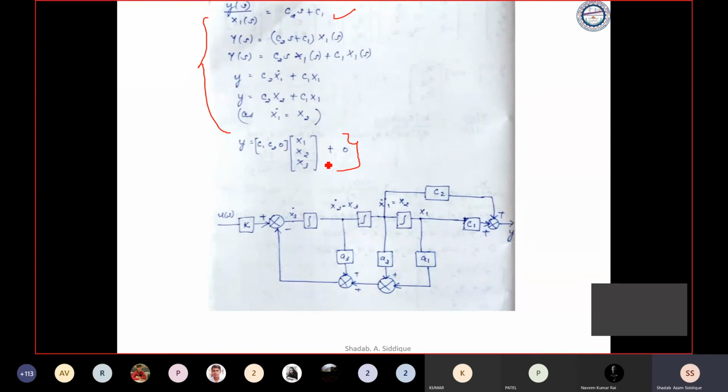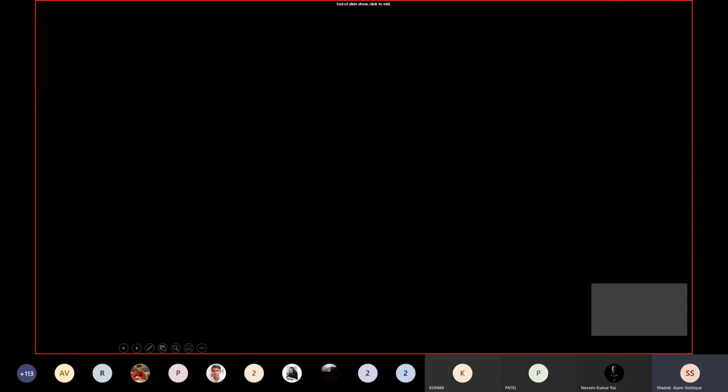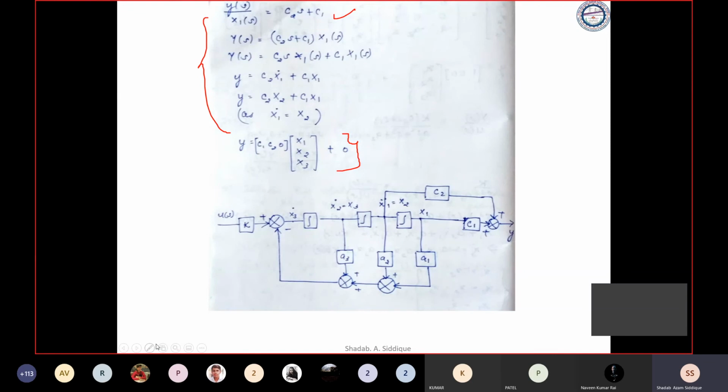Now I will try to write the block diagram. So how can we write the block diagram? Again, go to the previous things. We have y is equal to c2 x2 plus c1 x1. So x1 we will take here, and I'll take c1 x1. Okay, and this c1 x1 is coming with the plus sign.